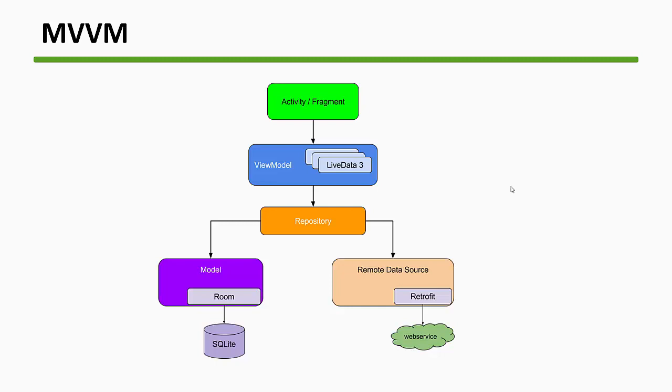So we'll be following this repository pattern here, where we will have an activity. We will have ViewModels, LiveData, and these ViewModels and LiveData will be interacting with the repository. Repository will decide where the data and how the data will be fetched, and then it will be displayed on the UI.